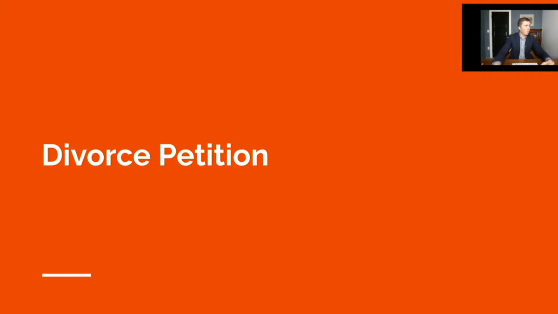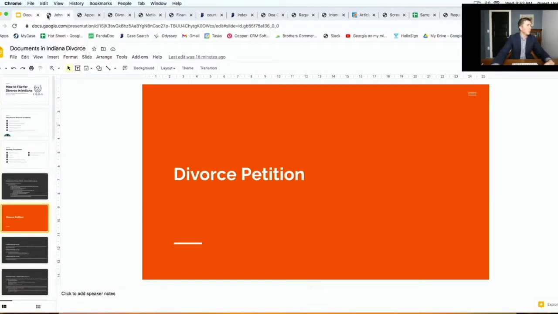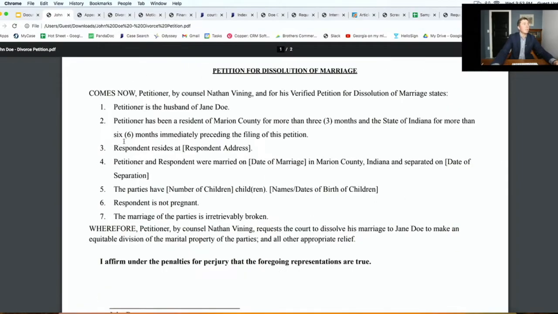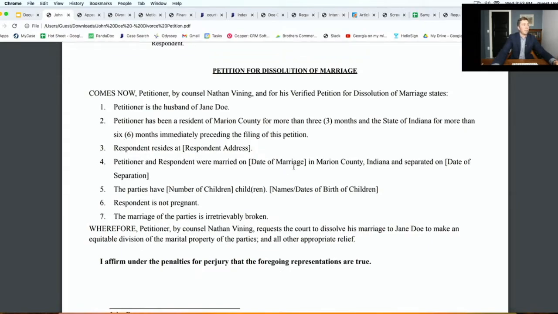So as an example, here is something I created for John Doe and Jane Doe. This is a sample of what an Indiana divorce petition would look like. Here at the top is what's known as the caption in a case. He's providing the respondent's address, the date of marriage, the date of separation, and then if there are children, you would need to indicate how many children you have, the names, dates of birth, and address of the children, also alleging that the respondent's not pregnant, and then the grounds, which is that the marriage between the parties is irretrievably broken. So that's a simple divorce petition.